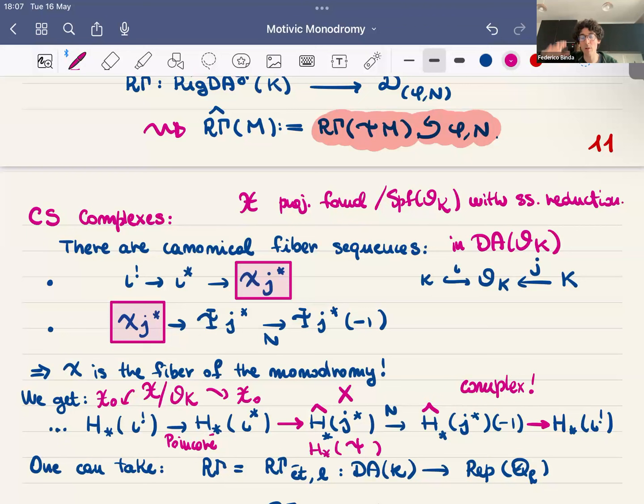The difference in general is that you might need to go to some extension to identify the two functors. So you have to take some extension of K and so on. But this has to do with the fact that you might not have strict semi-stable reduction over your field already, so you might have to change the field a bit, but these are technicalities. Okay, I see. So it's the same functor. It's also the usual functor.